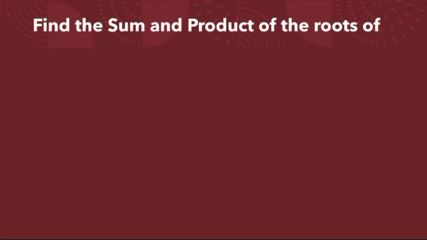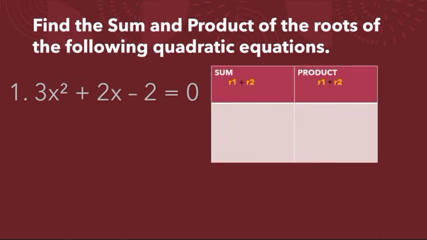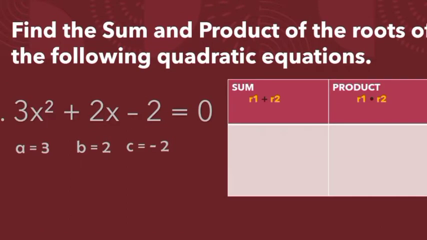Okay, let's have more examples. Find the sum and product of the roots of the following quadratic equations. Number 1, 3x squared plus 2x minus 2 equals 0. So first, identify natin yung a, b, and c. So a is positive 3, b is positive 2, and c is negative 2. Now, to identify the sum of the roots, we have r1 plus r2 is equal to negative b all over a.